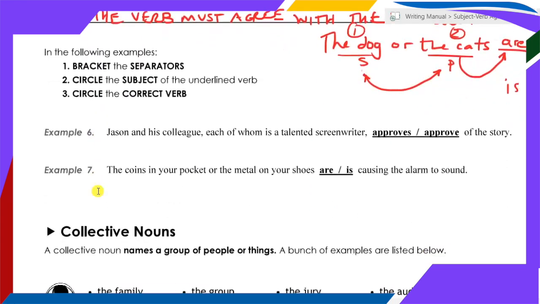Examples 6 and 7, same directions as always. We are bracketing separators. We are circling subjects. We are circling verbs. Go ahead and do 6 and 7 now.